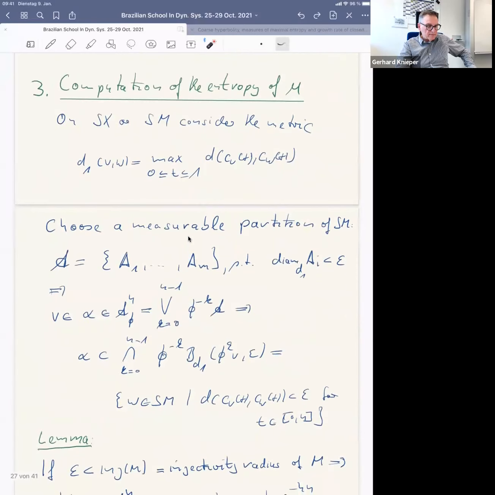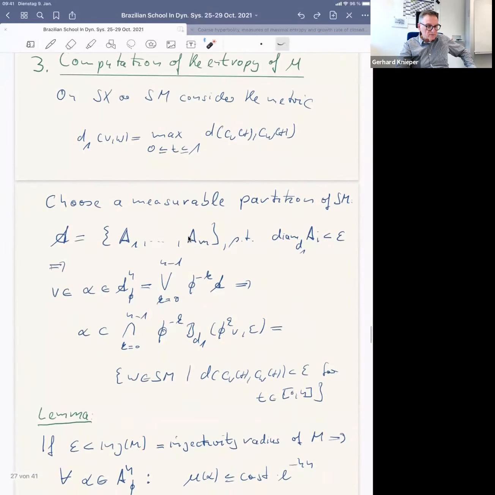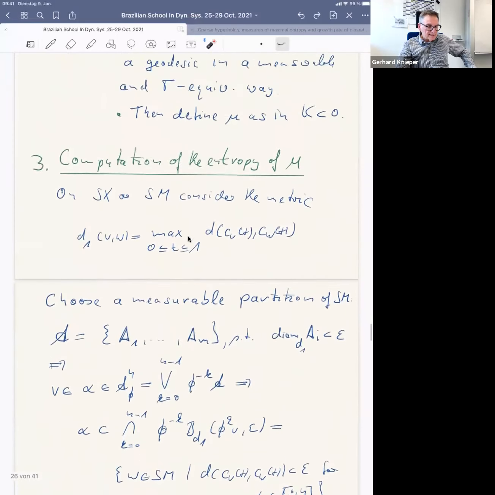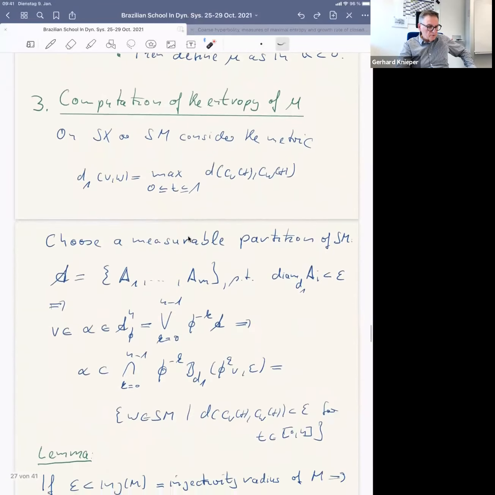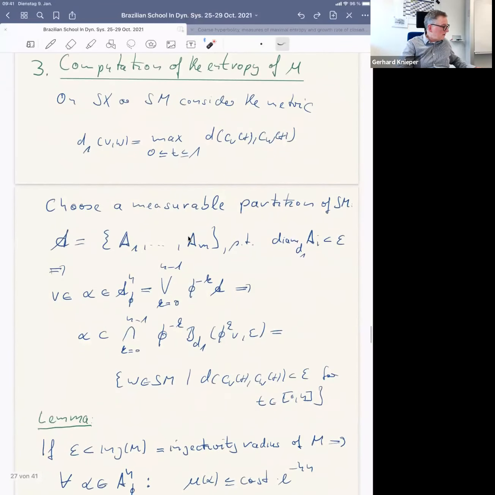I said at the beginning, we are interested in measures of maximal entropy. So question, is that a measure of maximal entropy? Therefore, we have to compute the entropy of this measure. And that is done in a more or less standard way.